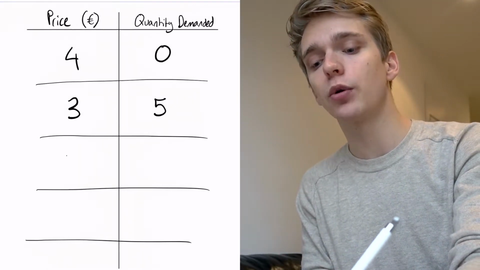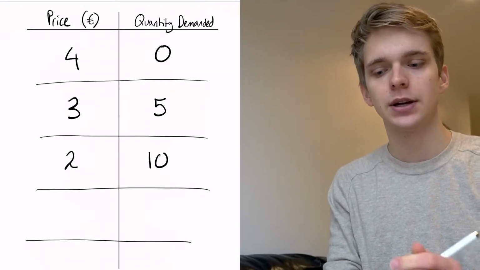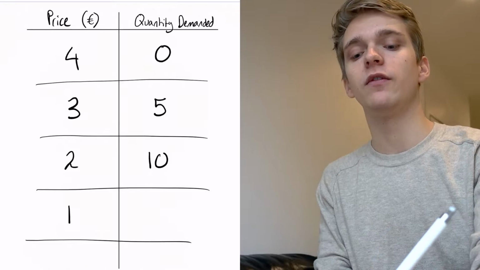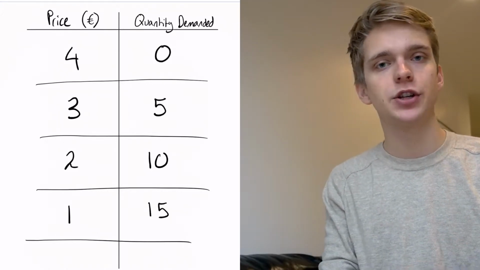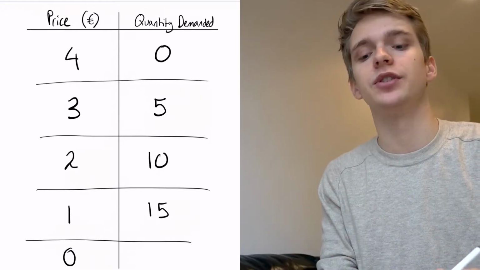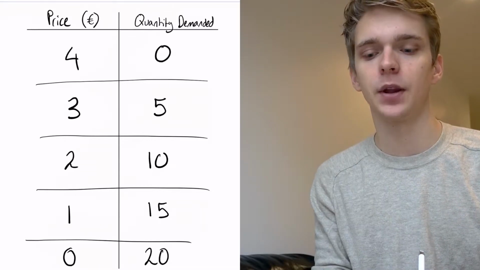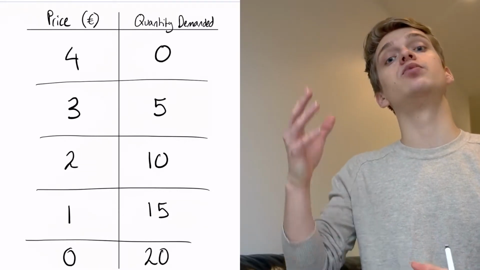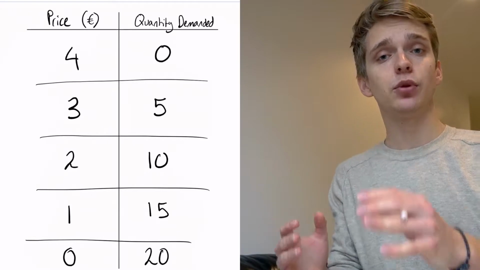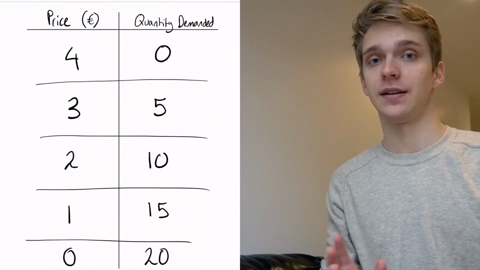Okay? I could keep lowering the price. Maybe at a price of €2, 10 people wish to buy chewing gum. At a price of €1, we've got 15 people wanting to buy chewing gum. And then if I give away the chewing gum for free, if I set the price equal to 0, we'll assume that all 20 students want to buy chewing gum. Okay? So what we've just created is what we call a demand schedule. It's a table that shows us the quantity demanded of the good at different price levels. This is an amazing way to show what the demand for a product might look like.